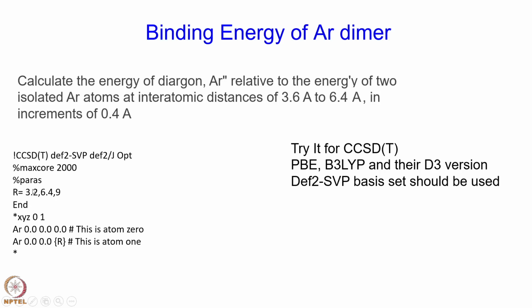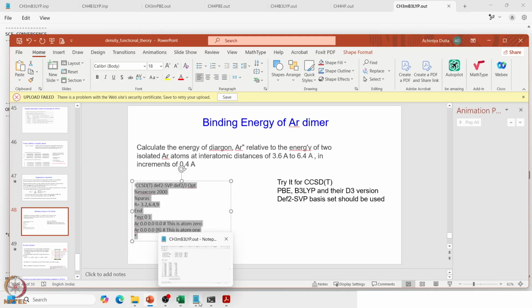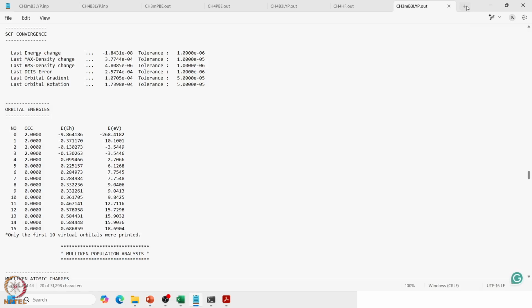So, this is argon, and this is the coordinate which is changing, what is given in R. So, you will start at 3.2 and take steps of 0.4 and go to 6.4. So, this calculation we should do, and then we can plot the surface with respect to the bond length, and see how the surfaces actually look, and how DFT behaves with and without the D3 correction. So, let us do that. Let us take this one. Let us create an input file.